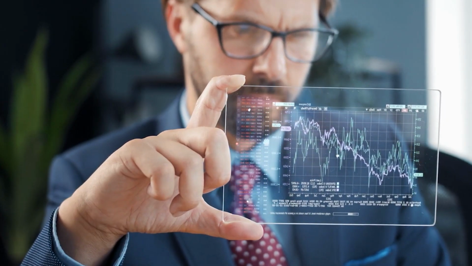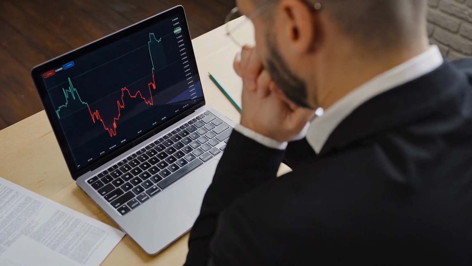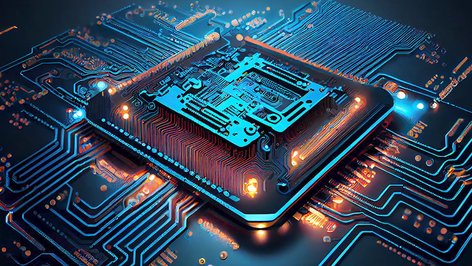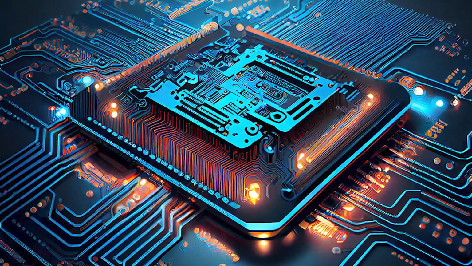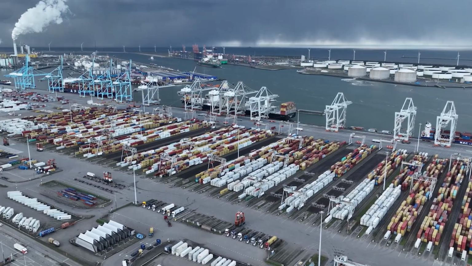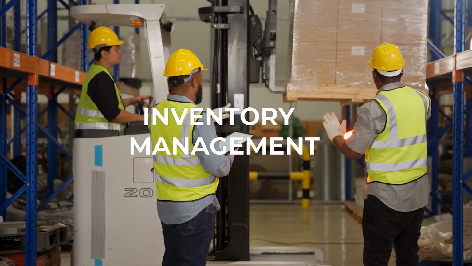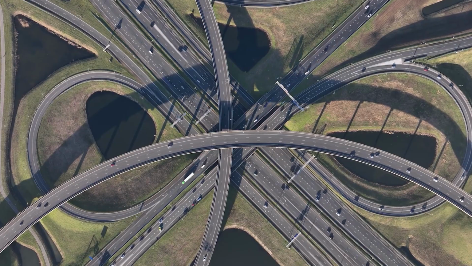It can help investors optimize asset allocation, aiming to maximize returns while minimizing risks. In logistics, quantum computing can optimize the distribution of goods to multiple locations by determining the most efficient routes. Supply chain management also reaps the benefits as quantum computing aids in tasks like inventory management, production scheduling, and transportation planning.